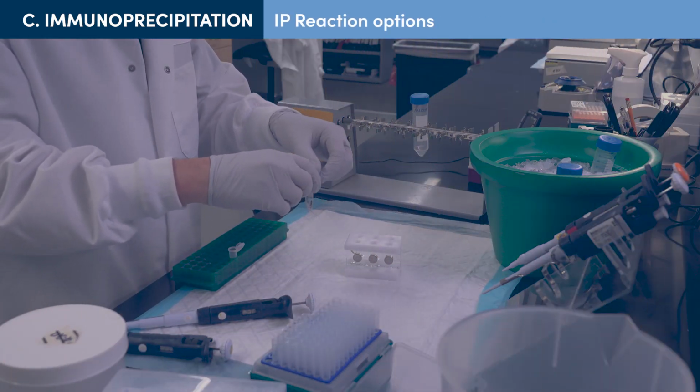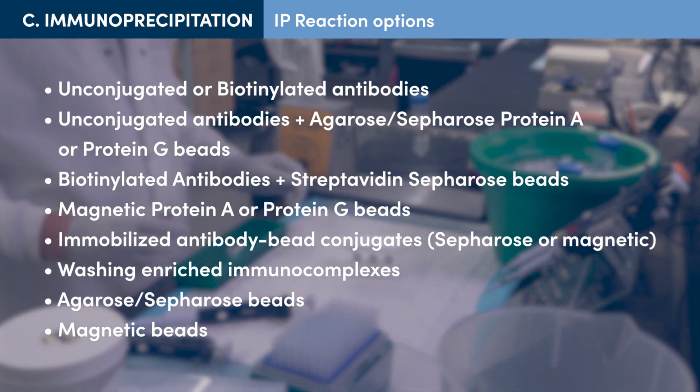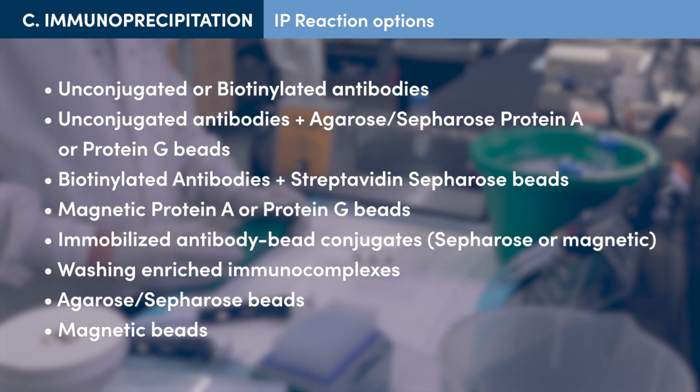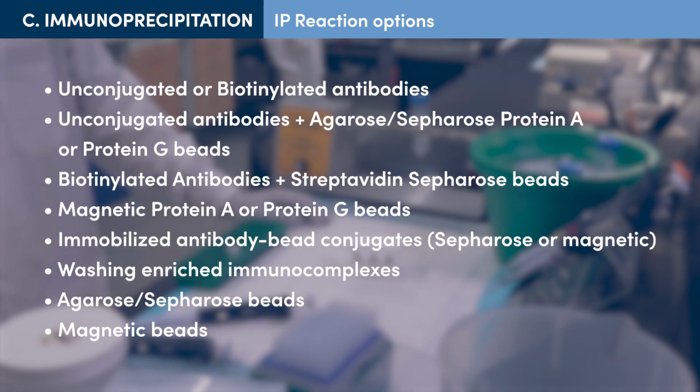During the immunoprecipitation reaction, antibodies bind to their target antigens, forming immunocomplexes that are in turn bound to the bead substrates to allow enrichment. Slightly different protocol steps are needed depending on the type of antibody and bead used. We will demonstrate several different options in this section of the video.